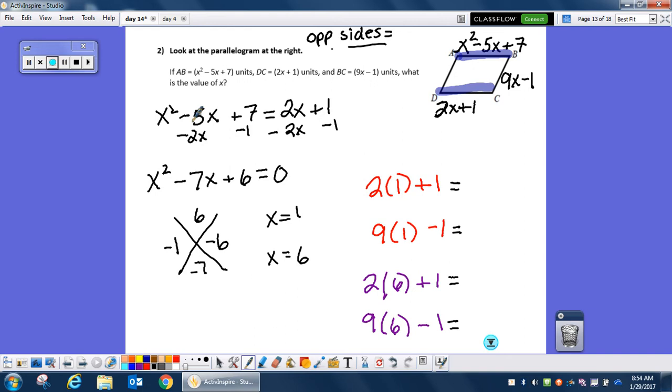So what I want you to do is figure out if your x's are really 1 and 6. If they're not, just cross one off. If they are, just circle which ones or both that are correct.